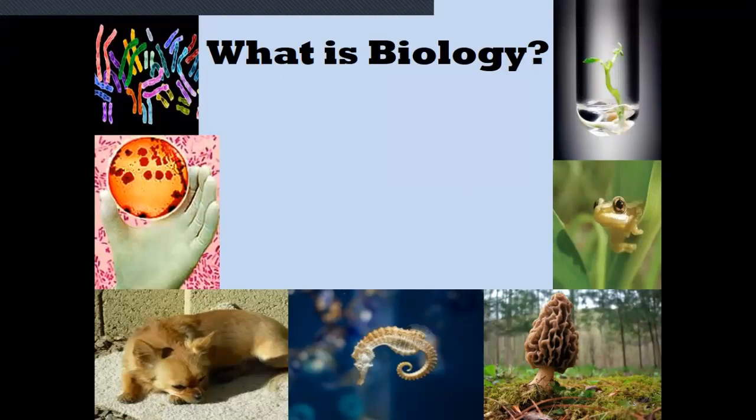So what is biology? As you look at the photographs on this screen, you can see lots of types of living things. Over here we have chromosomes, and then we have a pea plant that's just sprouting, a green tree frog, a morel mushroom, a seahorse, a dog, and bacterial colonies. All of these things fall under the category of biology.